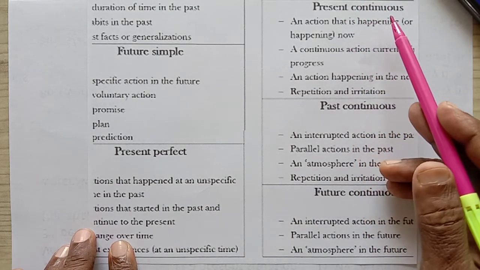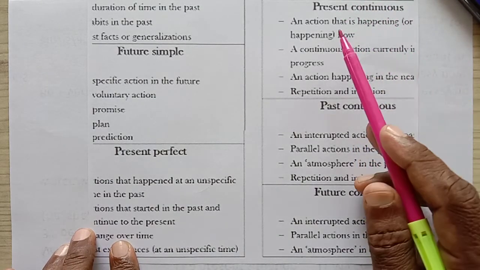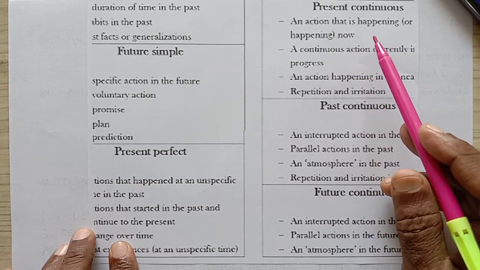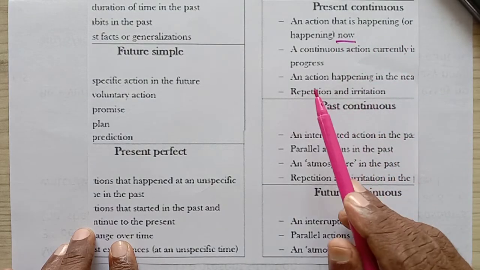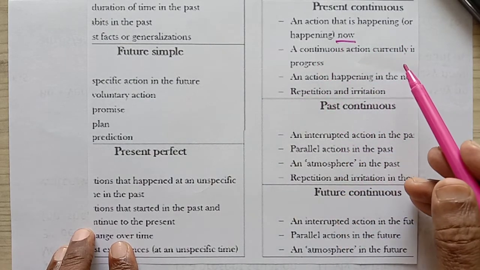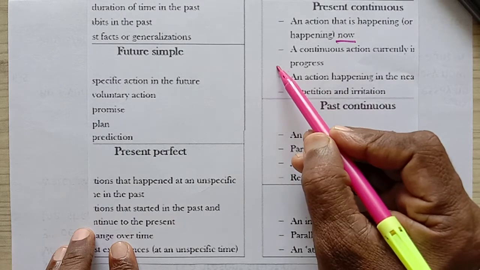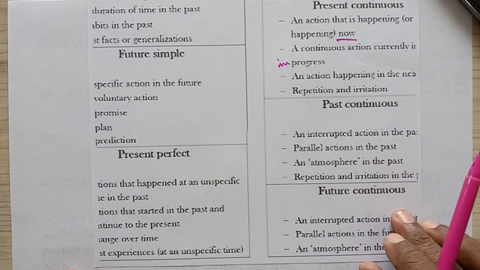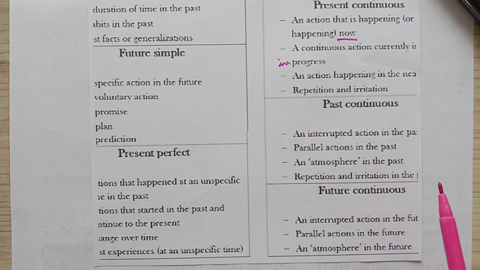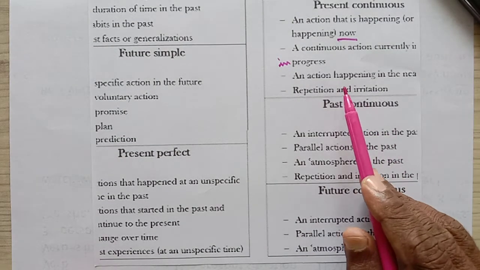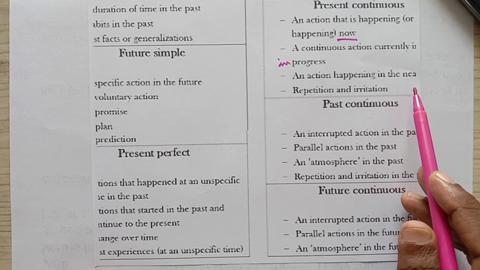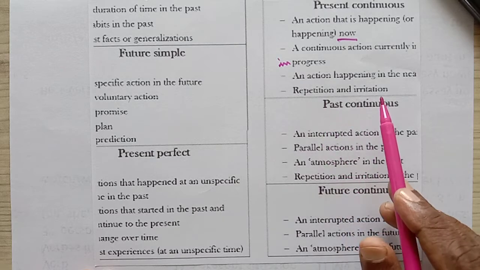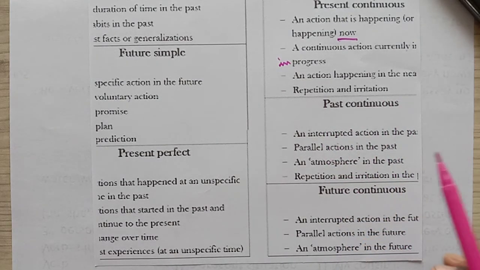Next, present continuous. As I told you already, an action that is happening now. This is a clue: now. Then a continuous action currently in progress. For example, I am speaking to you. I am recording a lecture for you. Next, an action happening in the near future, and repetition and irritation.